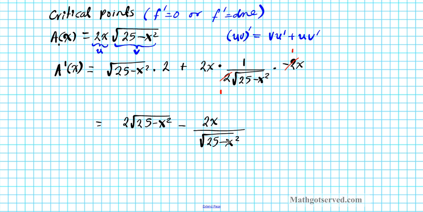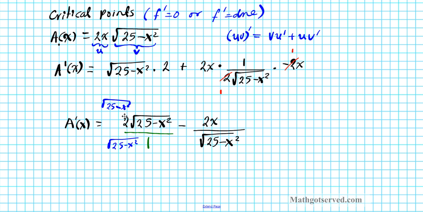Okay? So we're going to combine these two fractions together so we can easily determine where the derivative function is equal to 0, and where it's undefined. Okay? So how do we combine these two? We just need to find the LCD. The LCD of root 25 minus x squared, and one is root 25 minus x squared. All right, so we'll multiply this denominator and numerator by root 25 minus x squared.